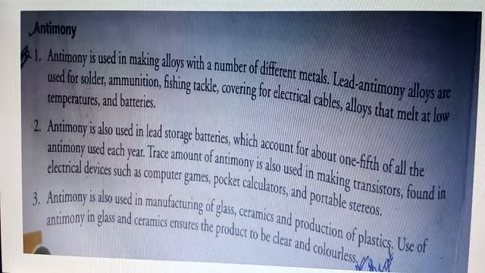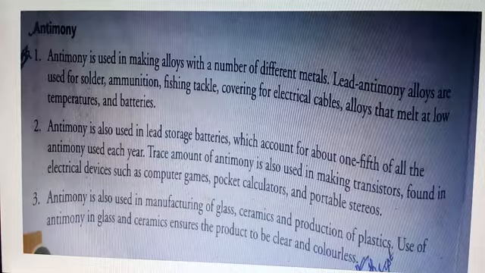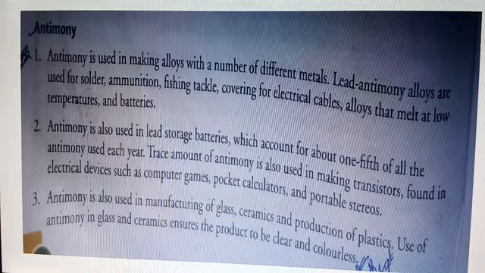Then alloys used for covering electrical cables. Trace amounts of antimony are found in electrical devices such as computer games, pocket calculators and portable stereos. Antimony is also used in manufacturing of glass, ceramics and production of plastics. Antimony in glass and ceramics ensures the product is clear and colorless.